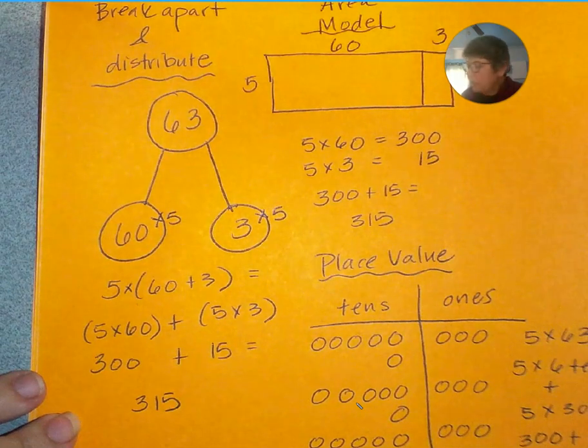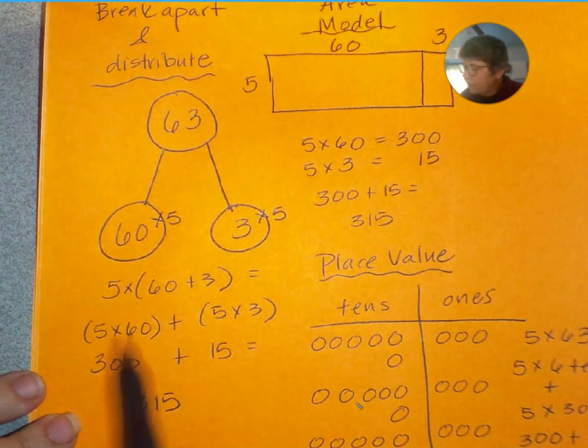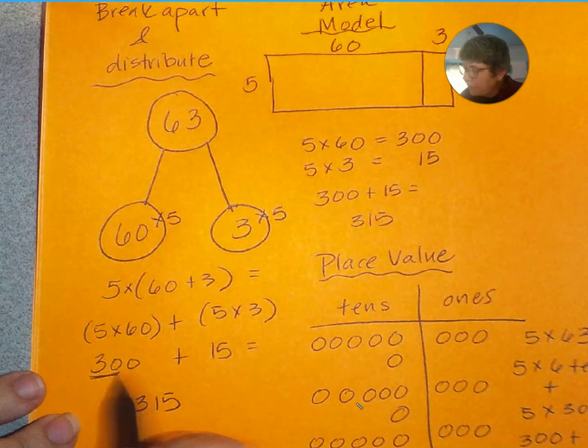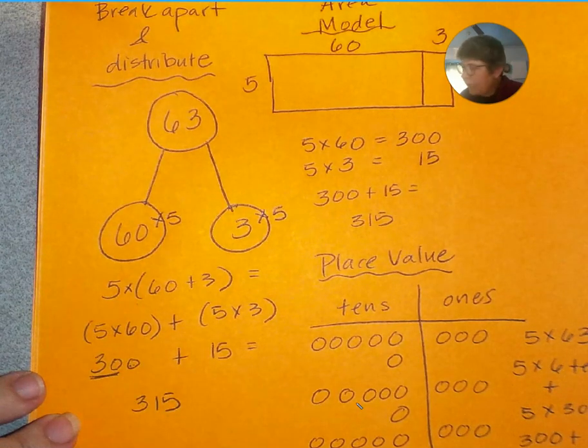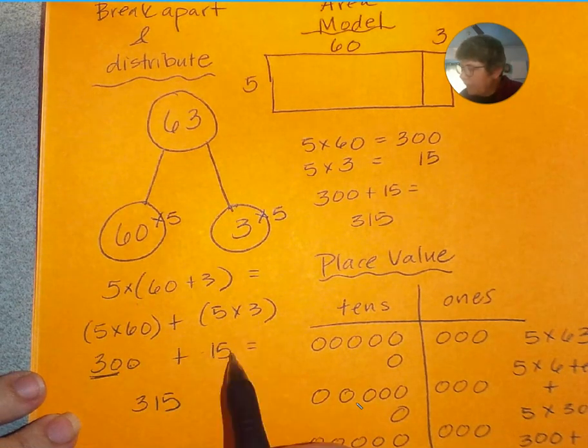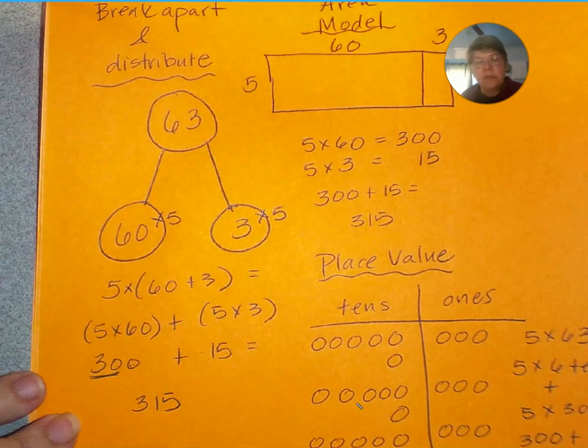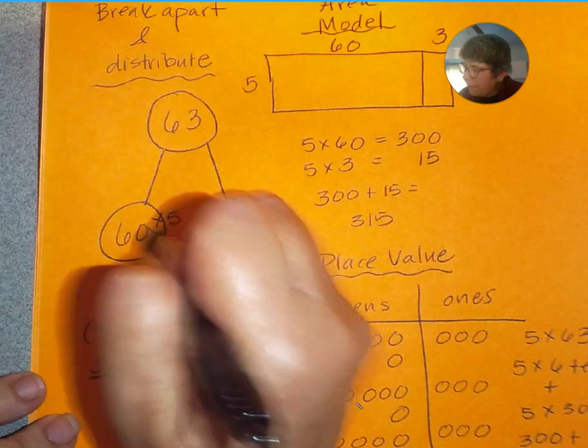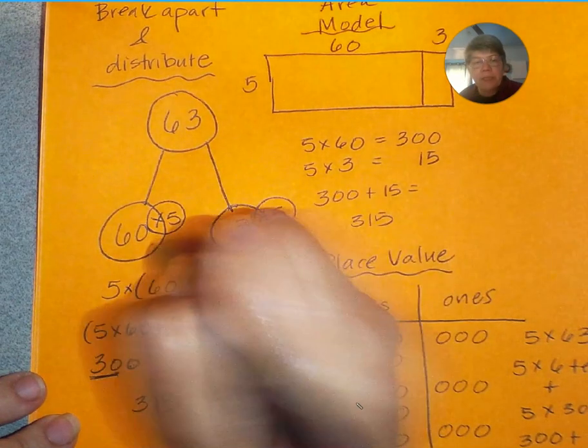You sure can. So 5 times 60, 5 times 6 is 30, and then just bring my 0 on, right? And 5 times 3 is 15. Then I'm just going to add 300 plus 15, and I got 315. Okay, that's the break apart and distribute, because I'm distributing my 5 to both my place values.